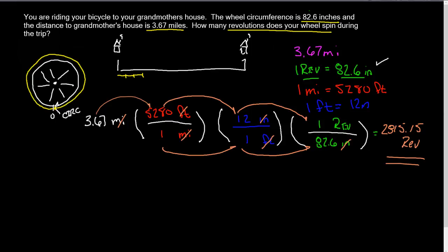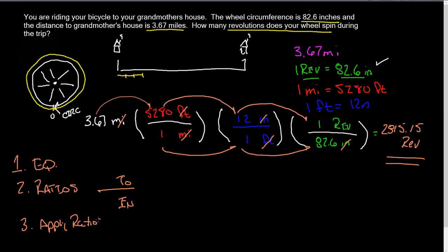Remember, the steps that we did are exactly the same as if we did a single-step conversion. The first thing I did was I wrote some equivalency equations. The second thing I did was I developed my ratios with the concept of going from the units I'm in to the units I want, and the third thing is I apply my ratios to my problem. So that's it.